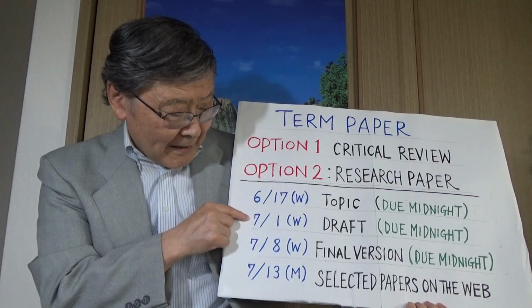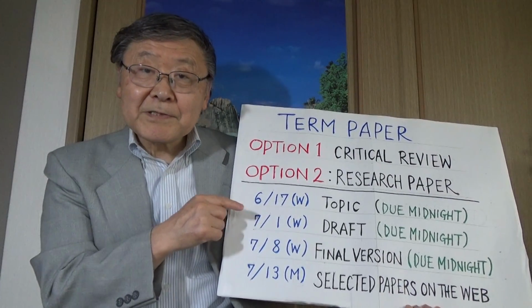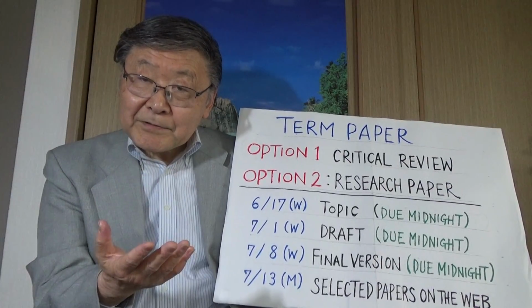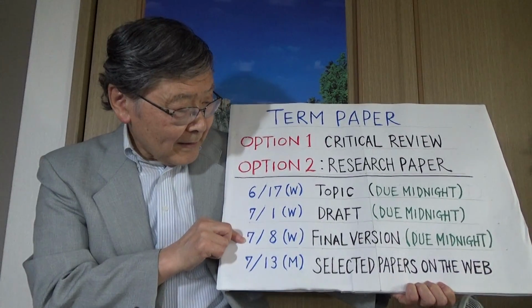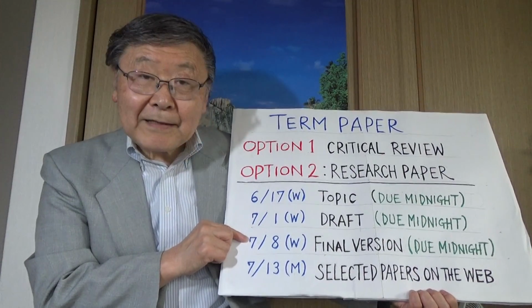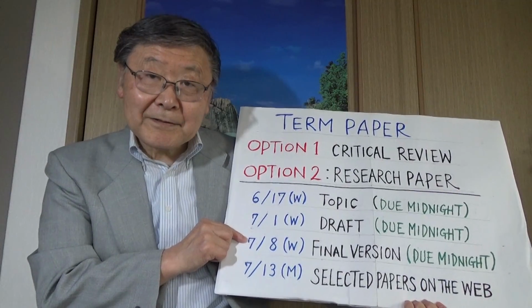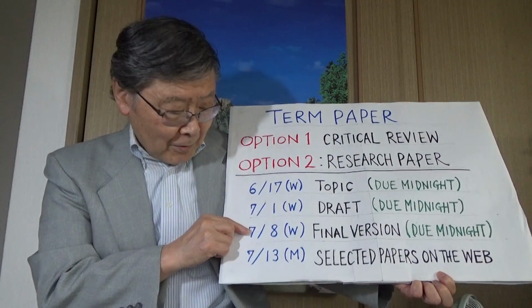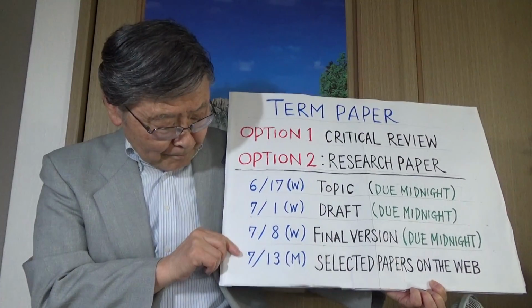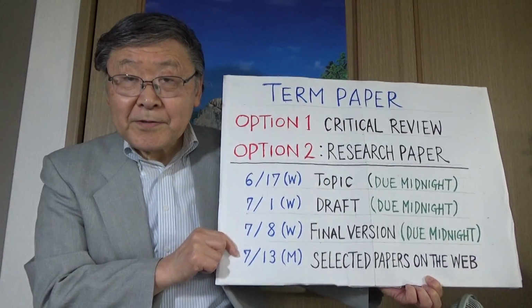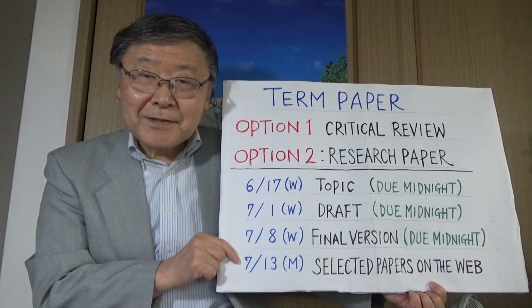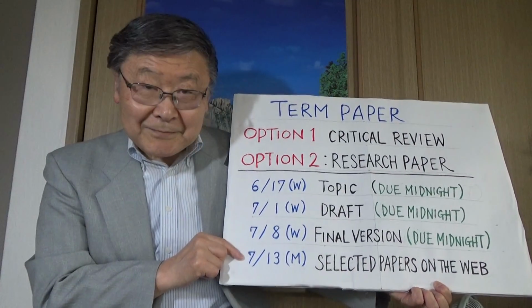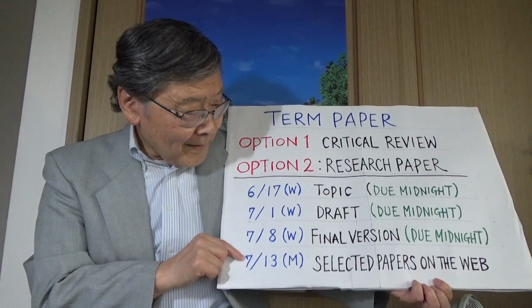After you submit your first draft by July 1st, I give you some comments and feedback, which you have to incorporate into your final version. So this is the deadline, and then I'll read all of your papers and select the good ones to be posted on the course website. So by July 13th, you may or may not find your papers posted on the website. Okay, so do your best for your paper to be posted.